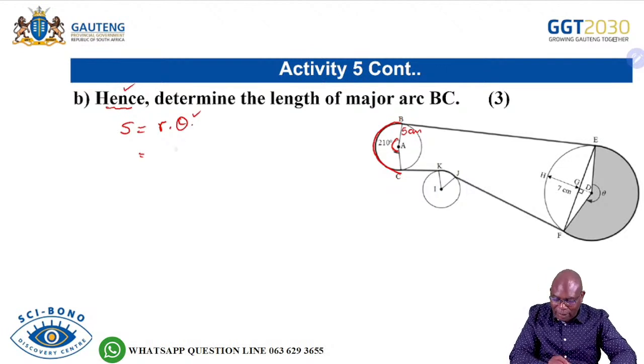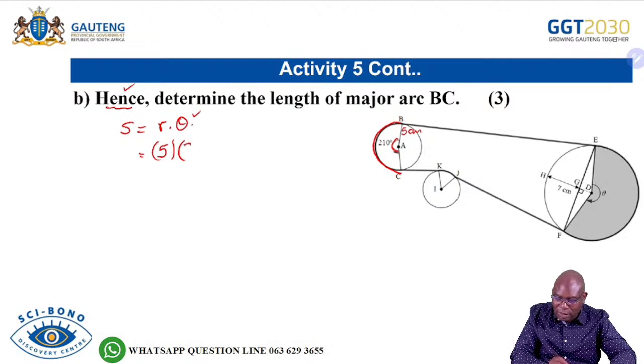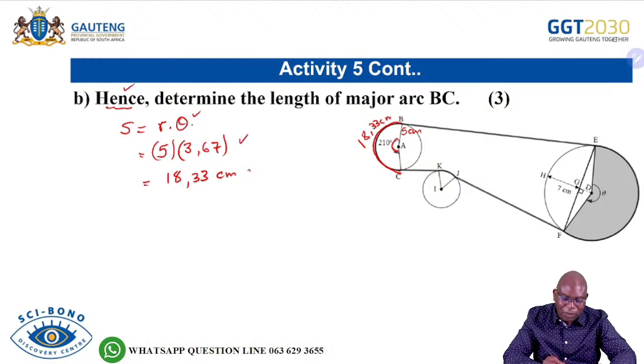So what is my radius? It's going to be 5. What is my theta? It's going to be 3.67. Then what will be the length of that? 18.33 centimeters. So the length of that arc will be 18.33 centimeters. From B to C, it's 18.33 centimeters. That's the length of that arc. Okay, so it's 1 mark for that, 1 mark for that, 1 mark for that. So I've got 3 marks there.